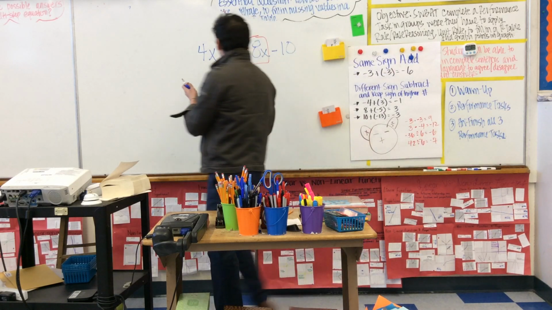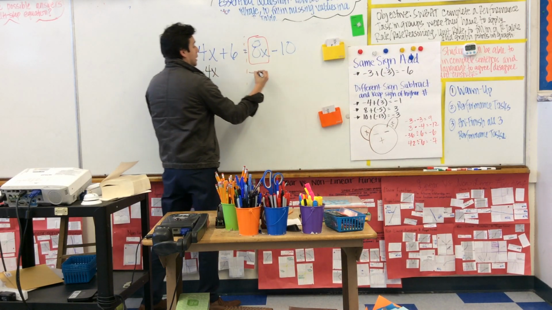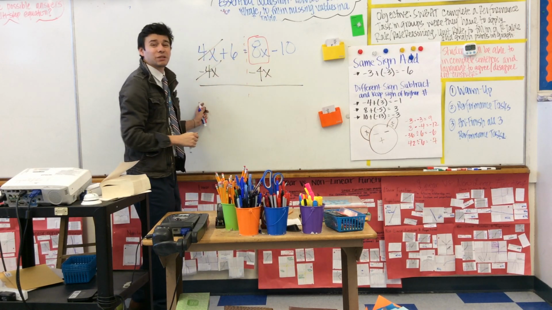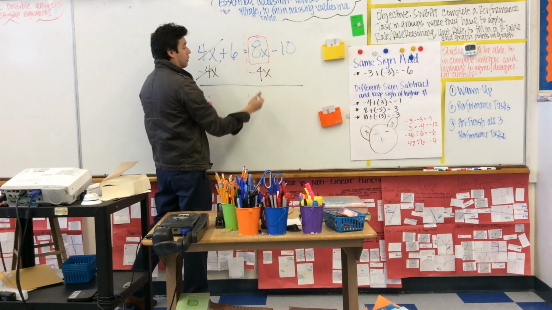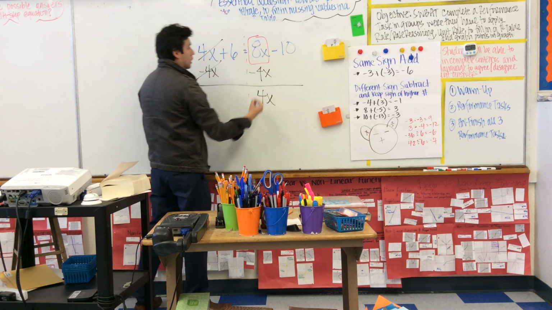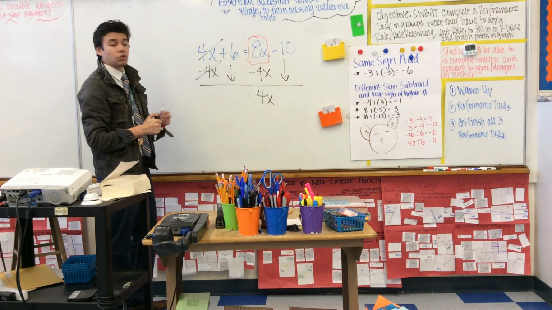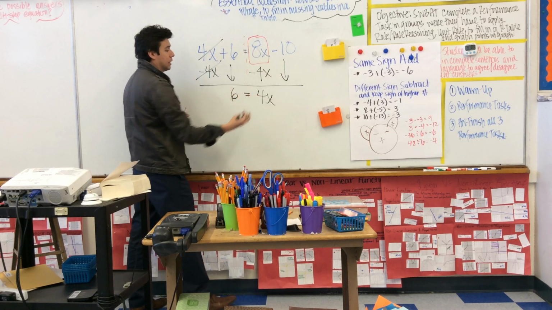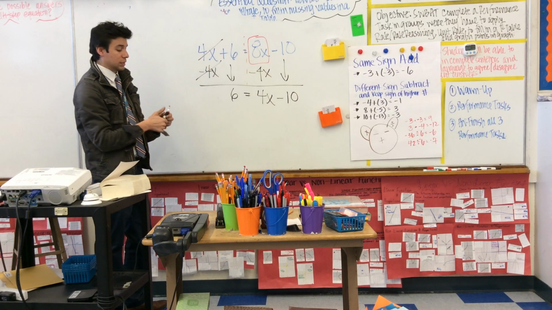The opposite of a positive 4x is a negative 4x. Negative 4x. This cancels out. Don't put 0x. Once they cancel out, it's 0. 8x minus 4x is just 4x. Drop this, drop this. Let's drop them on the same spot. So that's positive 6 here. Drop the equal sign. Drop the negative 10 right here. Keep on going. We're almost done.